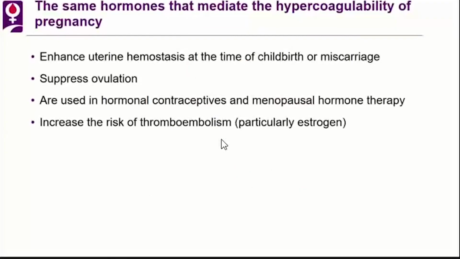The same hormones that mediate the hypercoagulability of pregnancy also participate in the menstrual cycle. They enhance hemostasis at the time of miscarriage or childbirth, as well as menstruation. They suppress ovulation. They can be used exogenously in hormonal contraceptives and menopausal hormone therapy, and they increase the risk of thromboembolism, particularly estrogen.